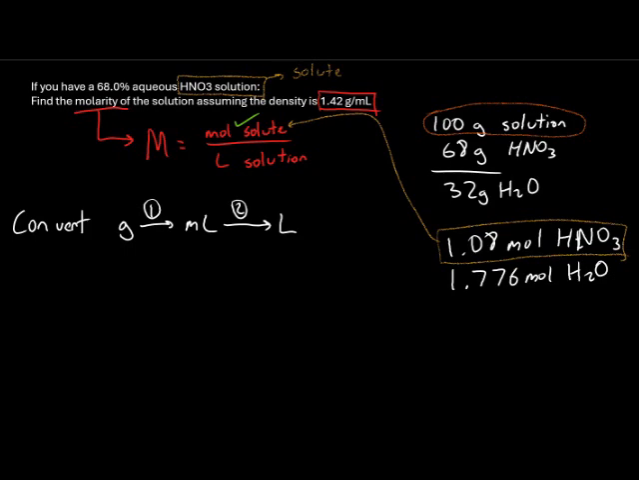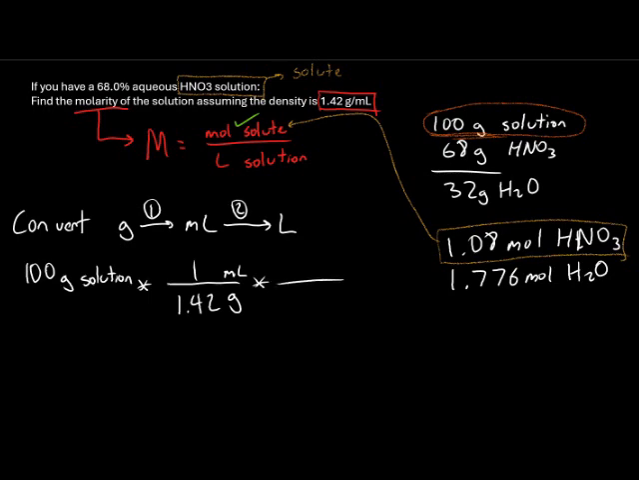Now, you may be tempted to start doing this conversion by writing down the density first, but I recommend against that. Instead, start by writing 100 grams of solution first. We'll multiply by a fraction to get us out of grams and into milliliters. The density here at the top told us that we have 1.42 grams for every 1 milliliter. Therefore, 1.42 goes next to grams on the bottom, 1 milliliter goes on top.